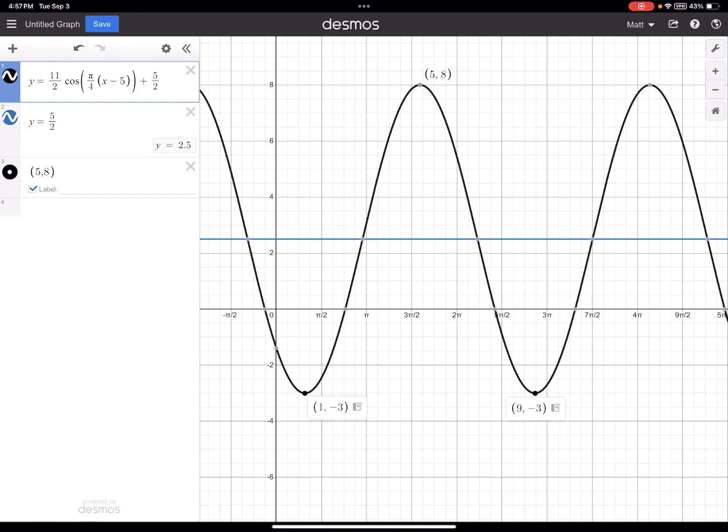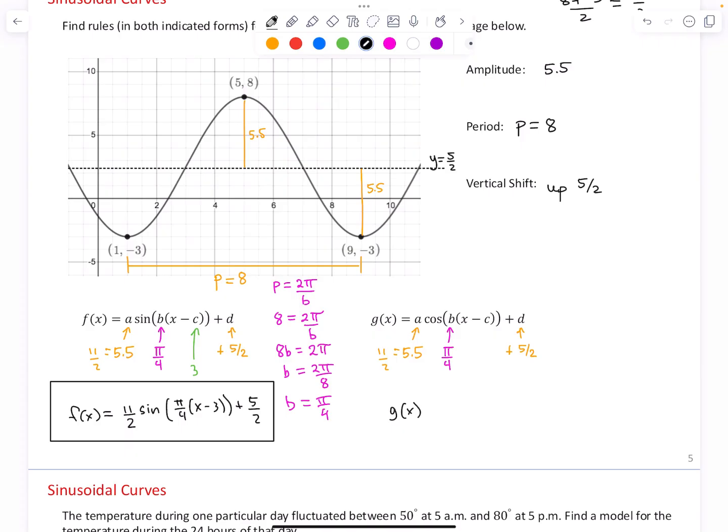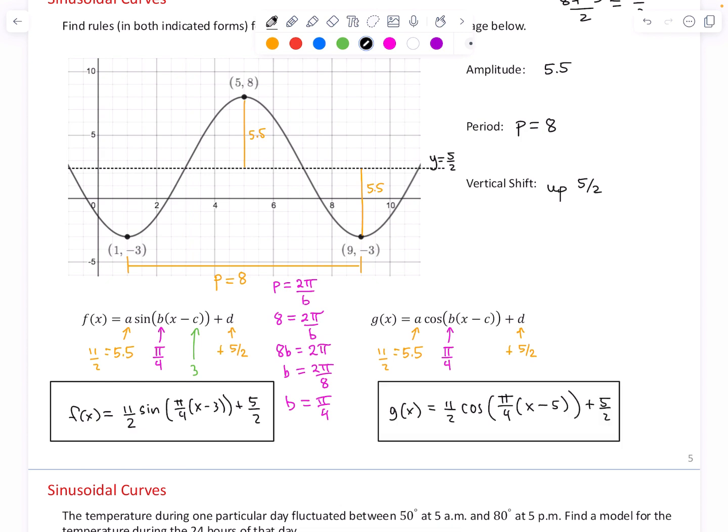Let's put this one in our notes. So g of x is equal to 11/2 times the cosine of pi fourths times more parentheses x, and then we shifted to the right 5, and both sets of parentheses plus 5/2. So here's another way to produce the same graph.